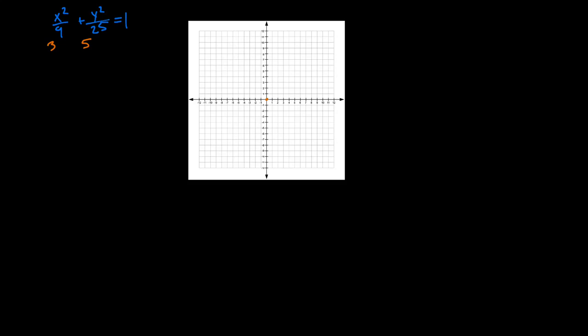Our x radius is 3, so I'm going to go left 3 and right 3. Okay? And then our y radius is 5, so from our center at 0, 0, we're going to go up 5 and down 5. And those give us all of our vertices and our co-vertices. And from that point, we have enough to draw our ellipse as best we can.